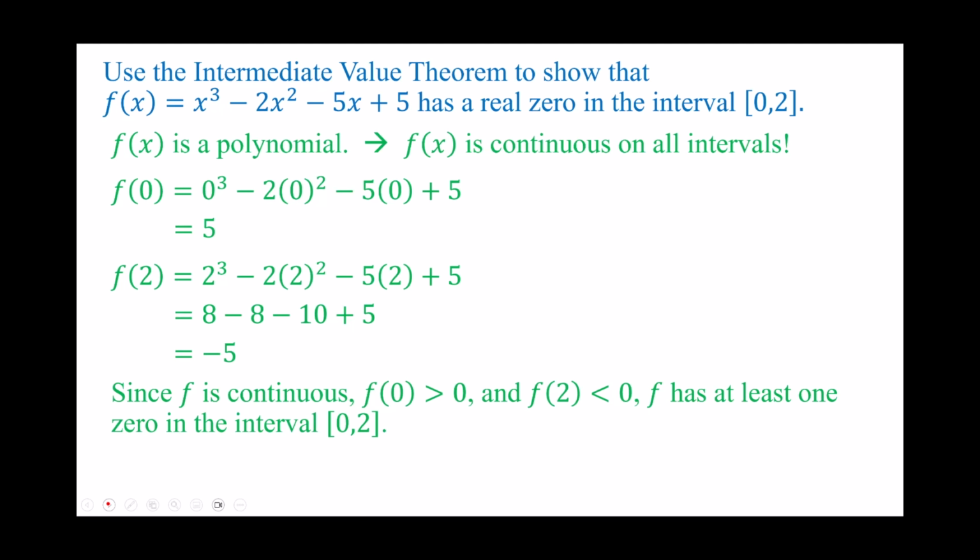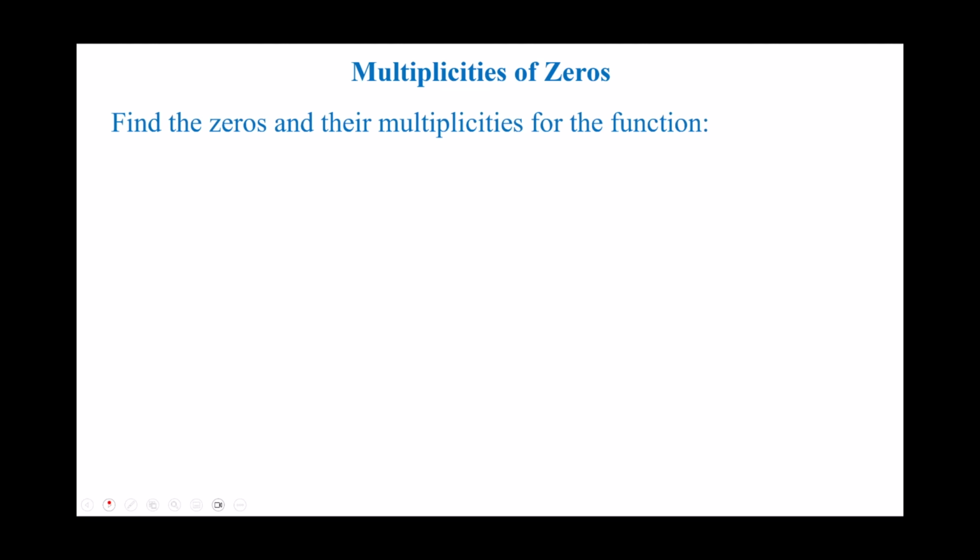So we can use this to help us graph polynomials because the intermediate value theorem tells us that in between two different x-intercepts or two different zeros, the whole graph is either positive or negative. To graph polynomials using this, we first need to think about multiplicities of zeros. So let's find the zeros and their multiplicities for the function. A multiplicity will tell us how many times that 0 occurs. It's really easy to find the multiplicity if we factor the polynomial.